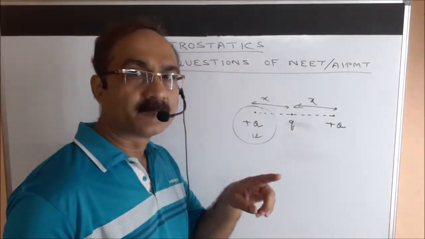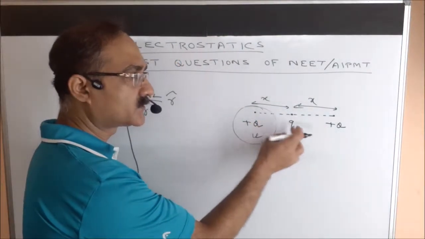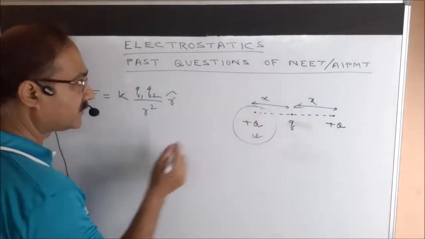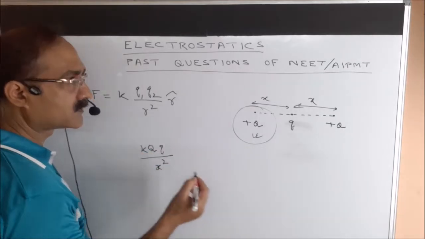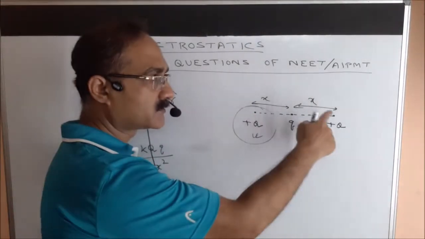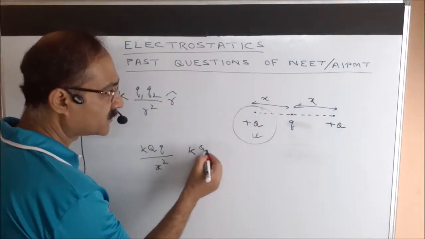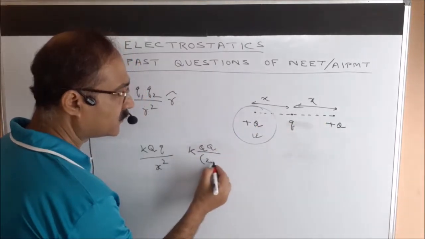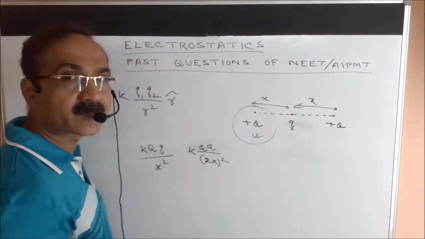It has to be in equilibrium. So what are the forces on it? So this charge is plus Q, this is small q. So the force on this due to small q charge will be, by Coulomb's law, this one. Now this charge will also experience a force due to this charge. How much will that be? K into Q divided by 2x square, because the distance will be now x plus x, 2x square.